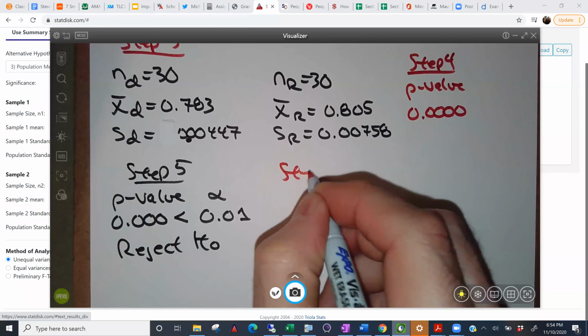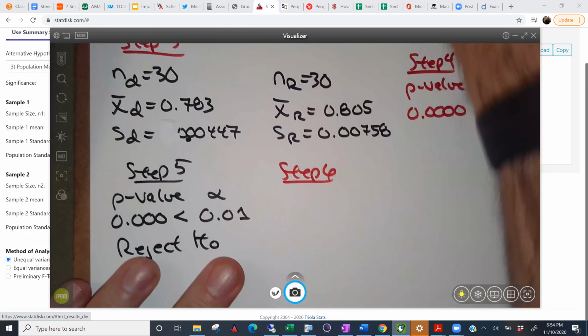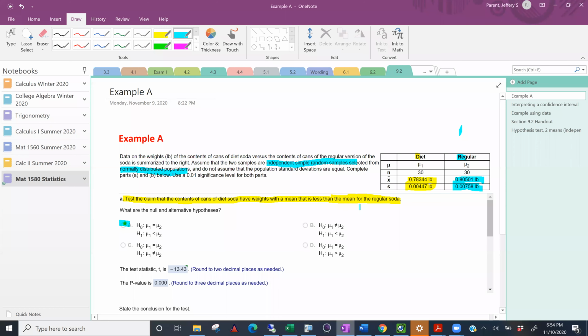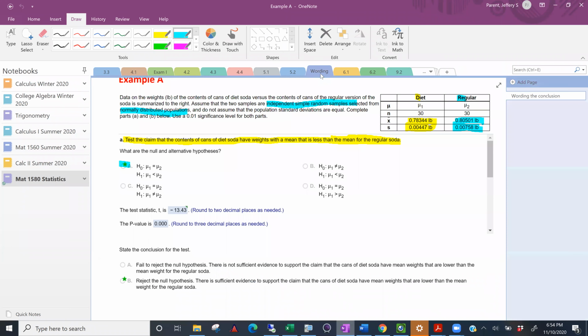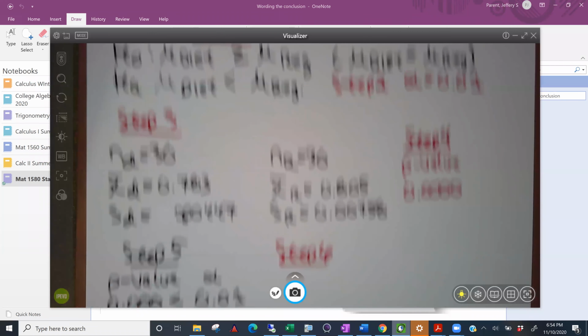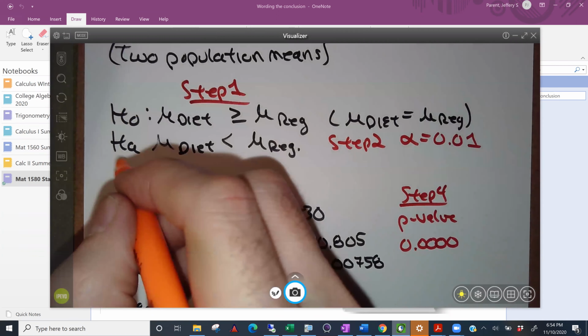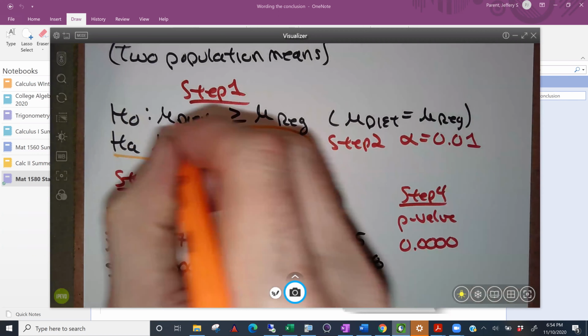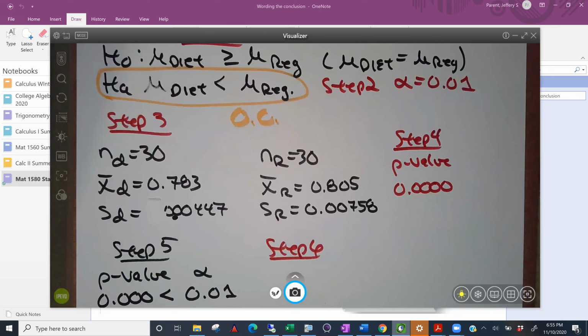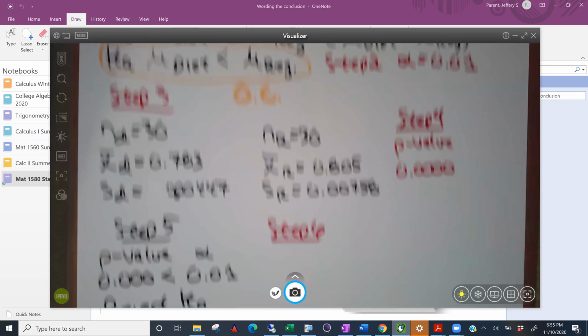So that brings us here into step 6. Step 6, we got to figure out how we're going to word our conclusion. So let's go back to here. And it helps to remember our original claim. So I'll peek back here for a second. The original claim was that cans of diet pop have a mean weight which is less than cans of regular pop. So that's our original claim. So our original claim is the alternative hypothesis.